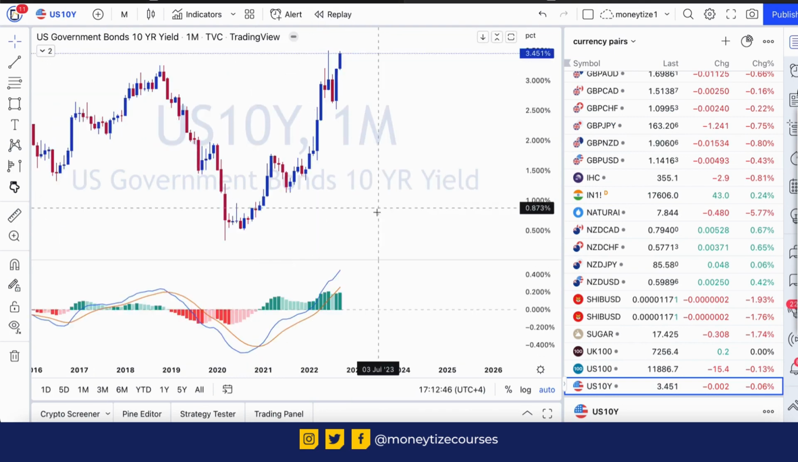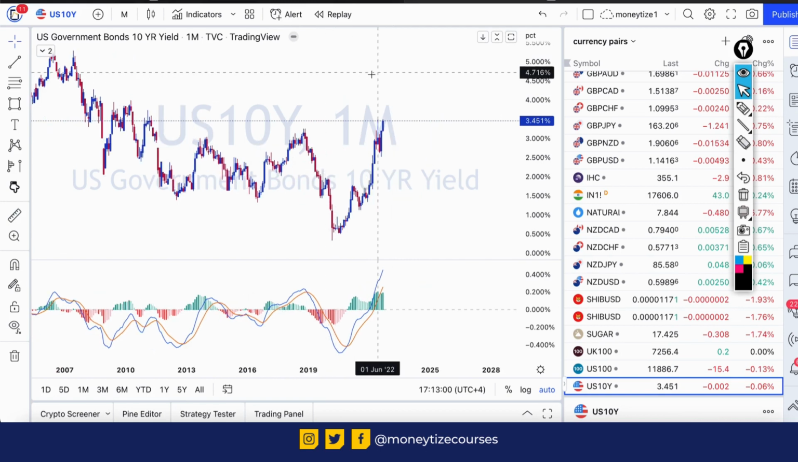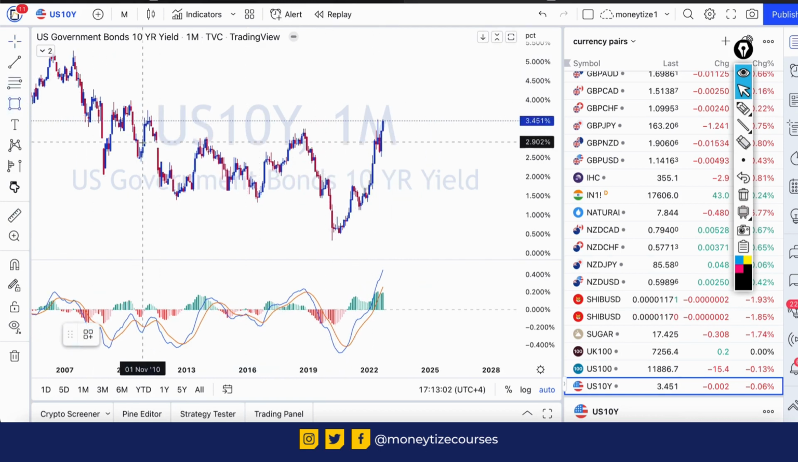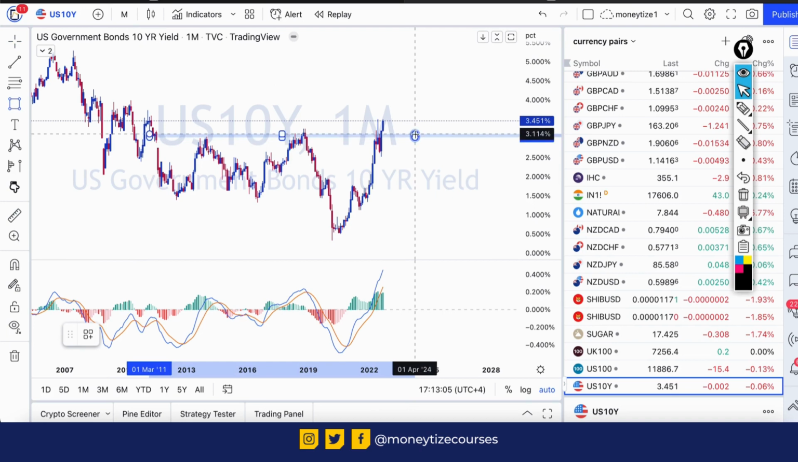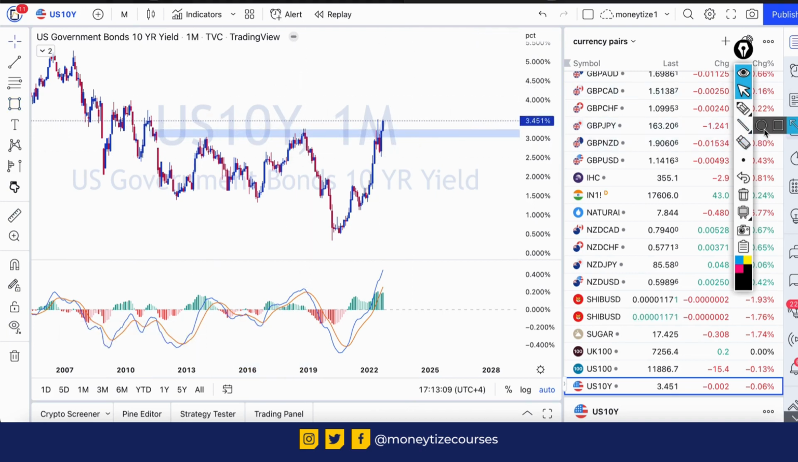Starting from monthly, on monthly everything looks bullish for US 10Y. The MACD histogram is still open to the upside, even the MACD lines, and we do not have any bearish signs on the monthly chart as of now, though it has cleaned the area, which means it has broken the previous high. So let's see on weekly now.